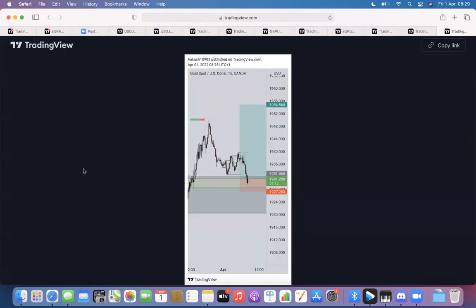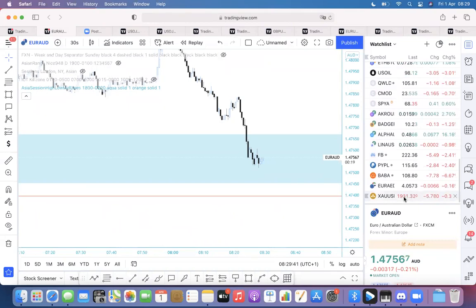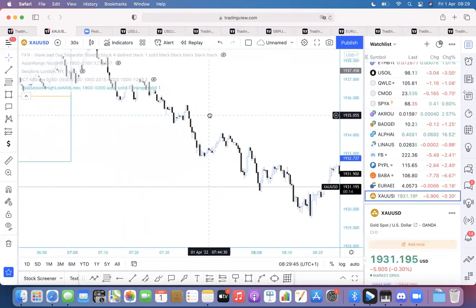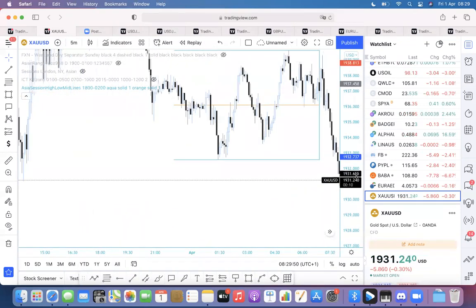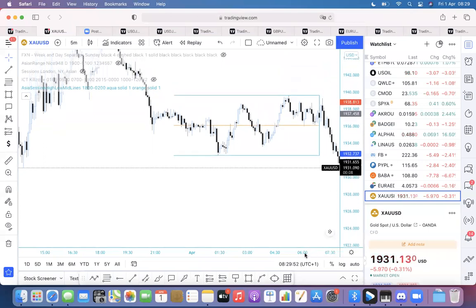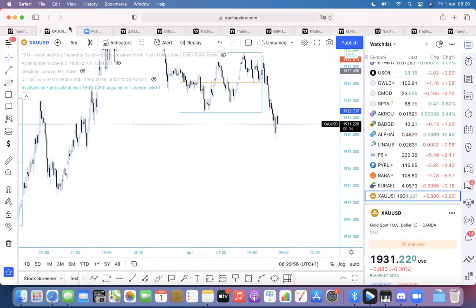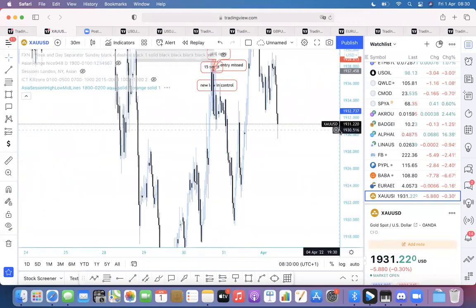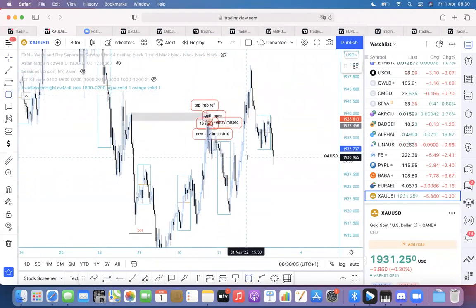Gold USD. I didn't even look at it that much today, to be honest. So you have Asian range and you have manipulation of Asian range. Other than that, which is not enough, you have an order block, which you can see also on the 30 minutes. So that's good.